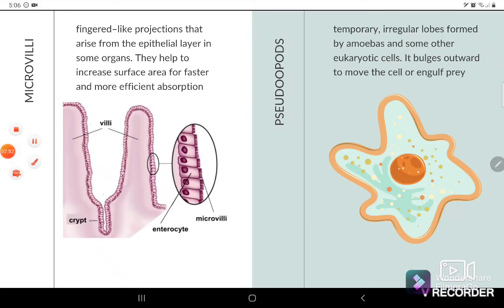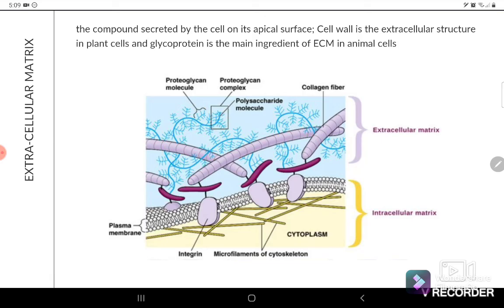or that nutrient. Now, another apical cell modification we have here is the extracellular matrix. It is the compound secreted by the cell on its apical surface. For example, the cell wall is the extracellular structure in the plant cell. Same is true with other cells like the fungi cell, because they have their own cell wall made up of chitin, while for plants, they are made up of cellulose. And glycoprotein is the main ingredient of the extracellular matrix in animal cells.